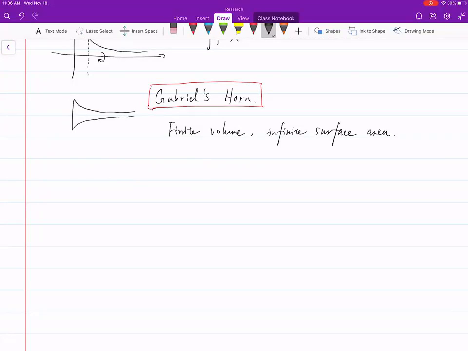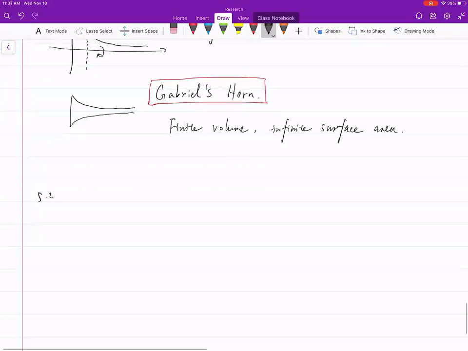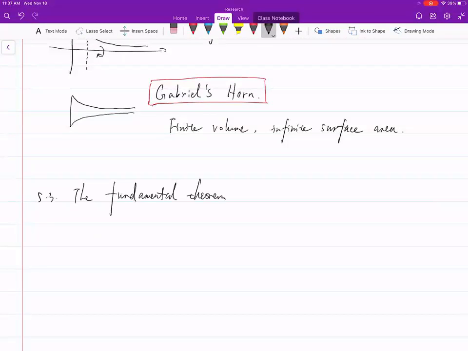Any questions before we move on? All right, 5.3. The fundamental theorem of calculus. This is beautiful. Just look at this title. Okay. It's going to be a very important section. And to show my respect, I need to change my background.